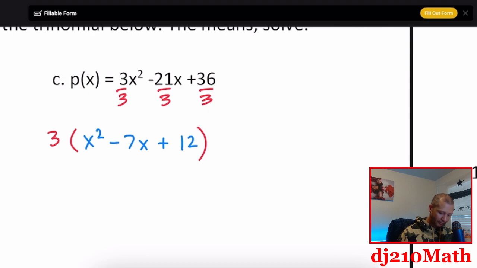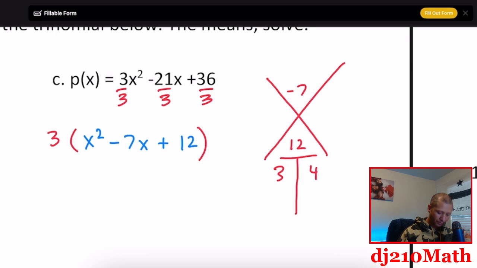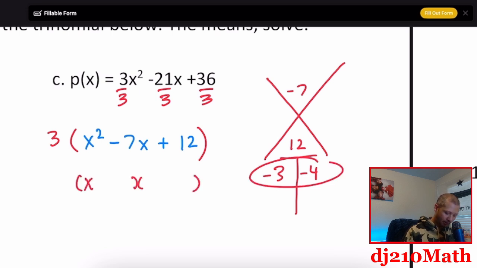Okay, so factoring this, 2 numbers that multiply to make 12 that add up to negative 7. Well, 3 and 4. 3 and 4 make a 7 when you add them, and then 3 and 4 multiplies to make a 12. However, it needs to be negative. So both of them need to be negative. So we take these numbers and drop them into a set of parentheses. x minus 3, x minus 4. And you can't forget about the 3 that's outside. Okay, so these are the factors.